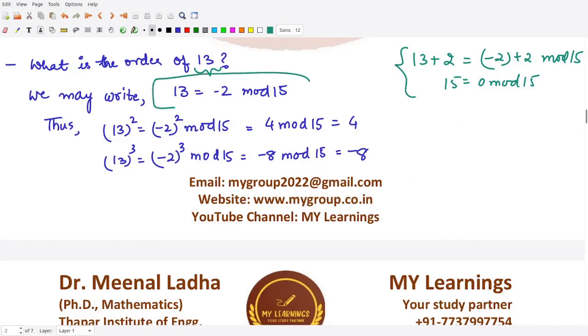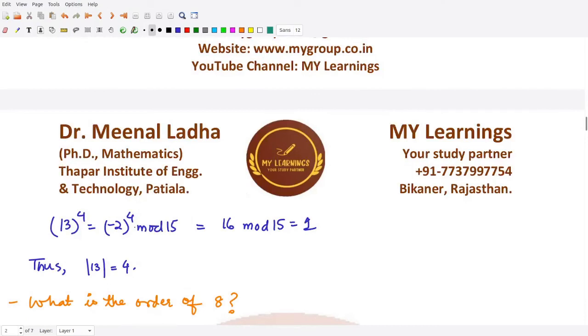So we have this expression. Now we wanted to see what is 13 square. 13 square is minus 2 square. Minus 2 square is 4. 4 mod 15 is 4, which is not equal to identity. Again 13 cube is minus 2 cube, that is minus 8, and minus 8 mod 15 is minus 8 only, which is again not equal to identity, right? What is 13 power 4? That is minus 2 power 4, that is 16, and 16 mod 15 is equal to 1. So this is equal to identity. So here the order of the element 13 is equal to 4.